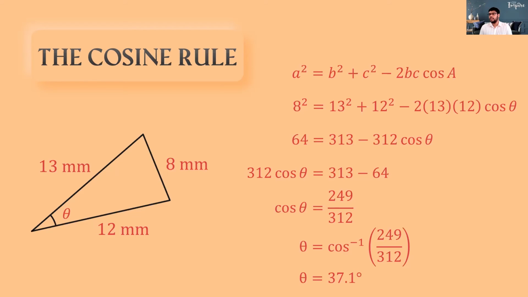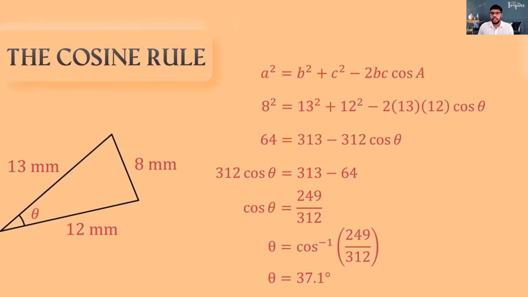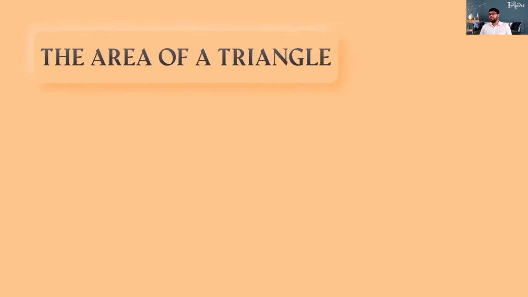Okay. What about the others? All right. Good. Okay. So children, now let's go to the final one, the area of a triangle.